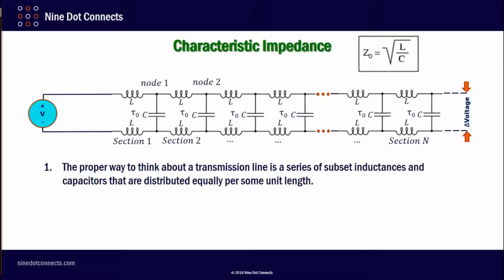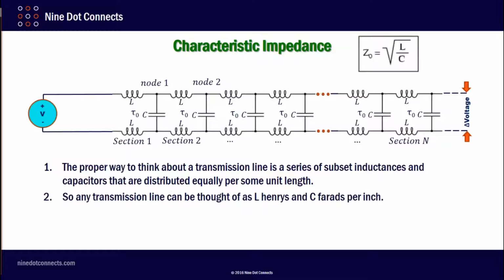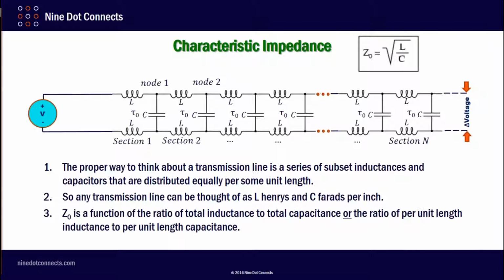The second thing, characteristic impedance. You'll notice that we have the standard characteristic impedance equation in the upper right-hand corner. The proper way to think about a transmission line is that it's a series of subset inductances and capacitors that are distributed equally per some unit length. Any transmission line can therefore be thought of as L henries and C farads per inch.